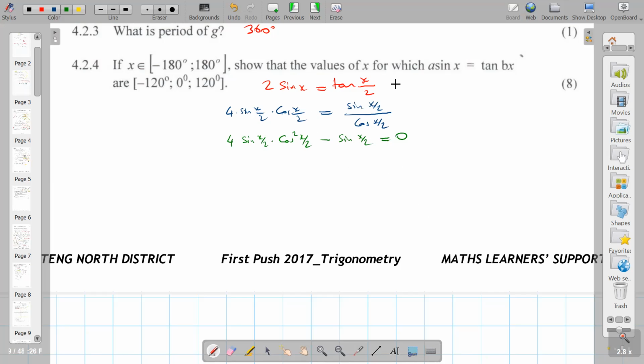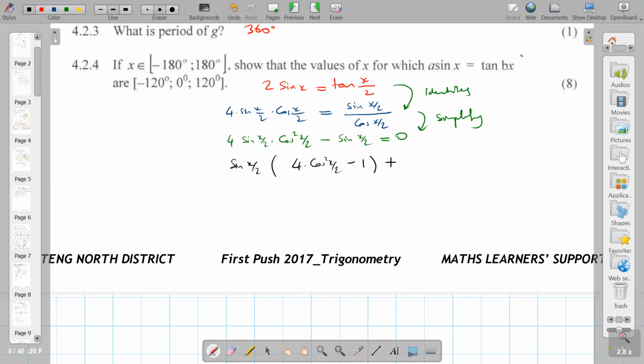So first step, you apply identities. And second step, basically simplify everything to one side. Now the third step, we will factorize. So the common factor is sine x over 2. Yes. And what is left? 4 cos square x over 2 minus 1 is equal to 0.